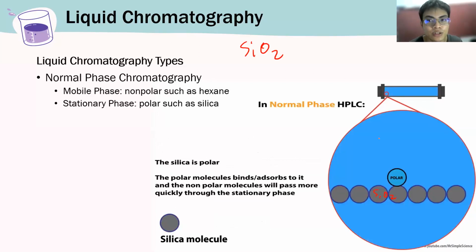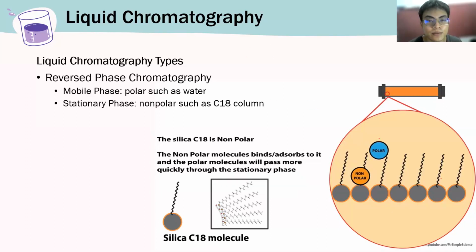Pag normal phase, stationary phase is polar. Mobile phase is non-polar. Pag reverse phase, baliktad lang. Stationary phase is non-polar, such as in C18. The mobile phase is polar, such as water.